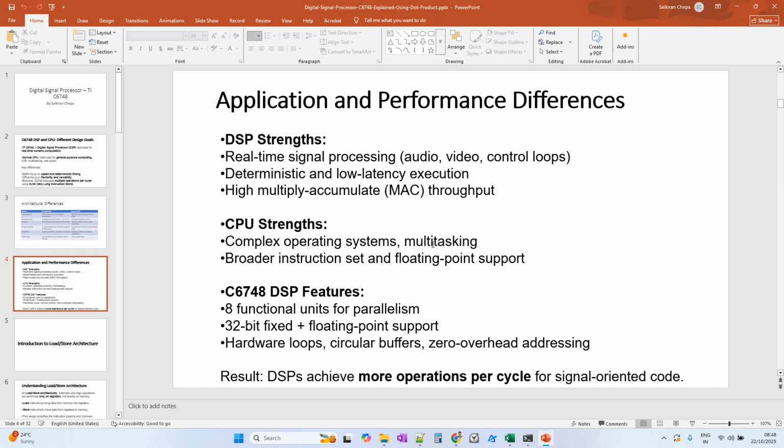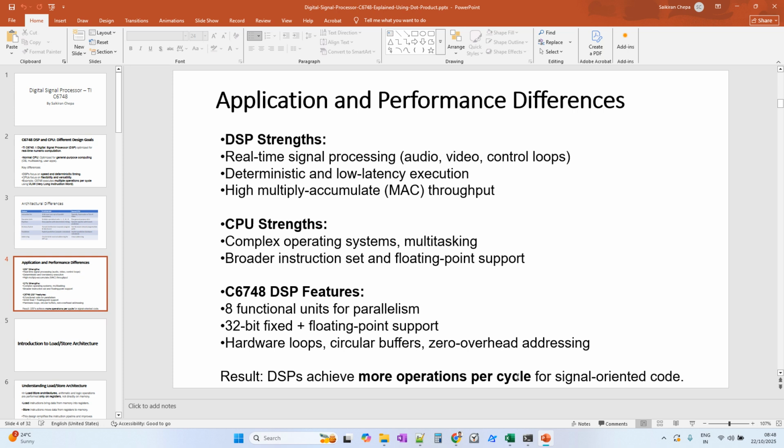So CPU strength is operating system and multitasking. It is suitable for those kinds of things. Broad instruction set and floating point support is also there. In the case of C6x DSP, the features are 8 functionalities. I told you that L, M, S, D are the 4 functionalities in the A data path, and the same 4 functionalities will be there in the B data path also. 32-bit fixed and floating point support is also there, and hardware loops, circular buffers, and zero-overhead addressing are there.